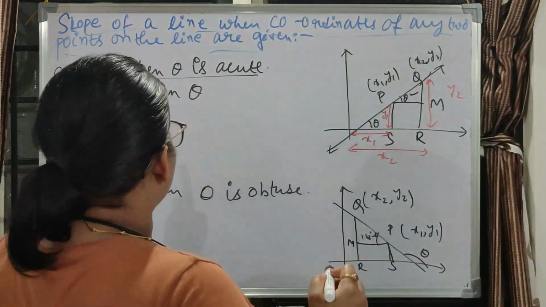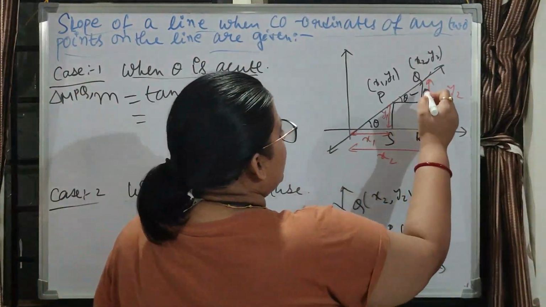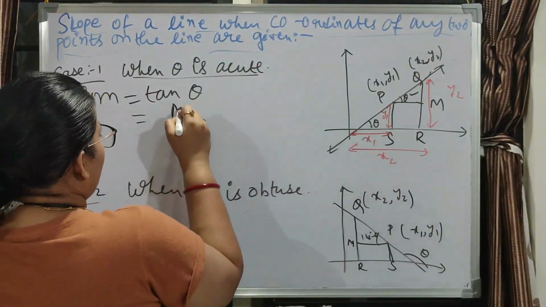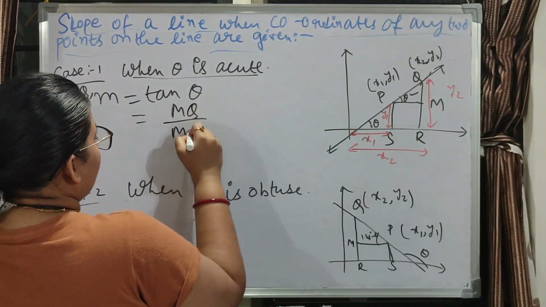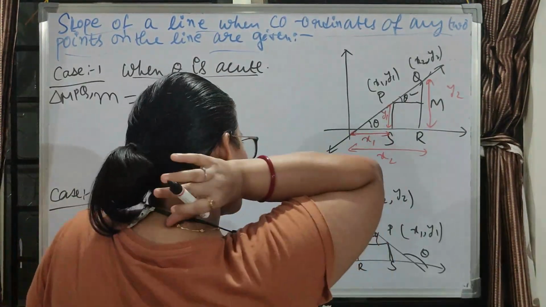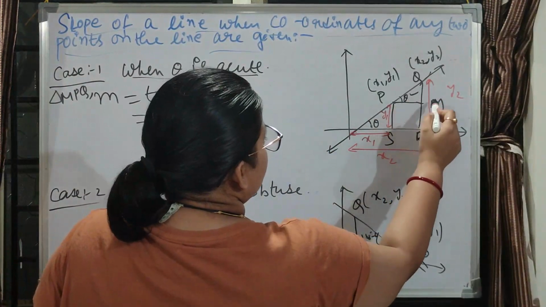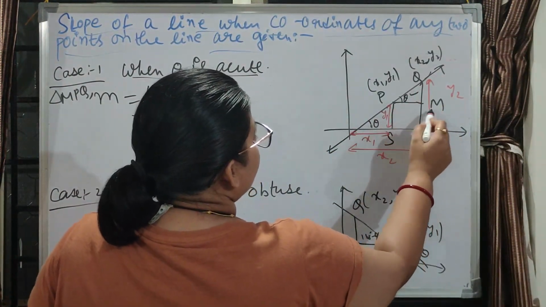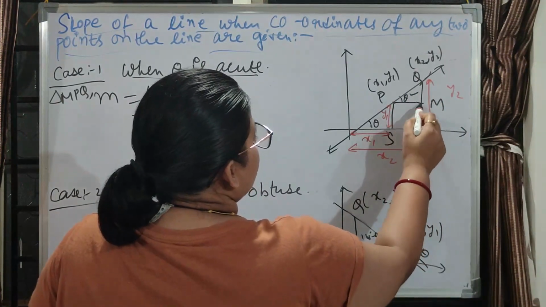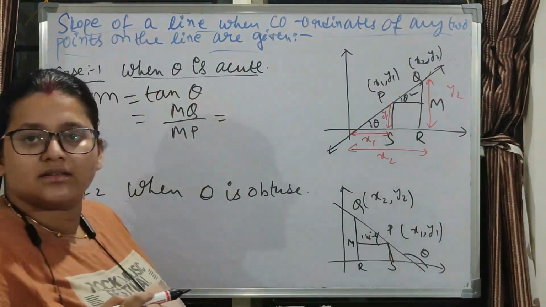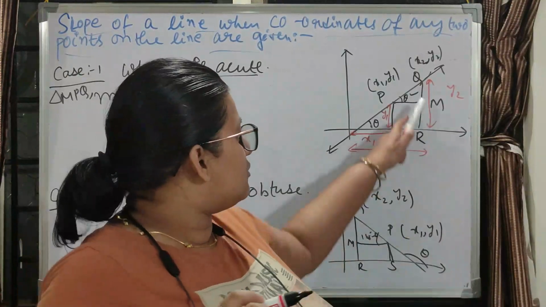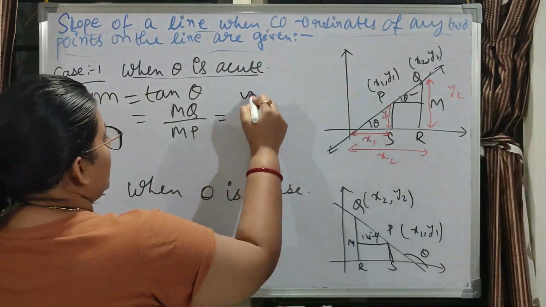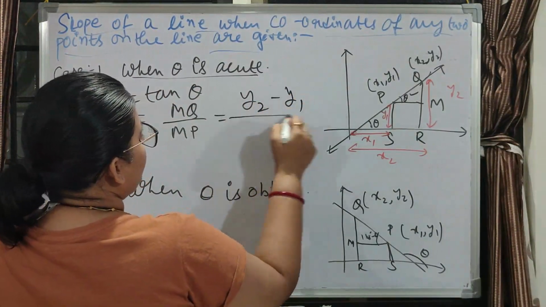M equal to tan theta will be perpendicular upon base, that is MQ upon MP. So MQ divided by MP. We know this MQ, this whole thing, QR minus PS, we can say, or MR, QR minus MR. QR is Y2 and MR is Y1. So here Y2 minus Y1.